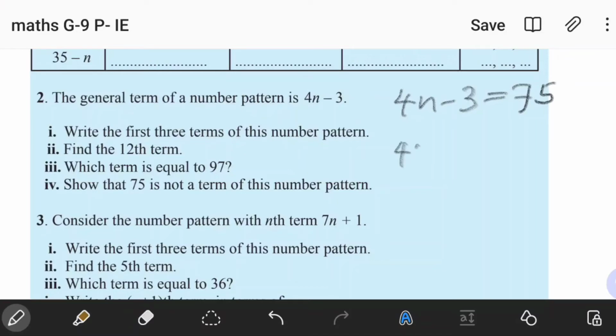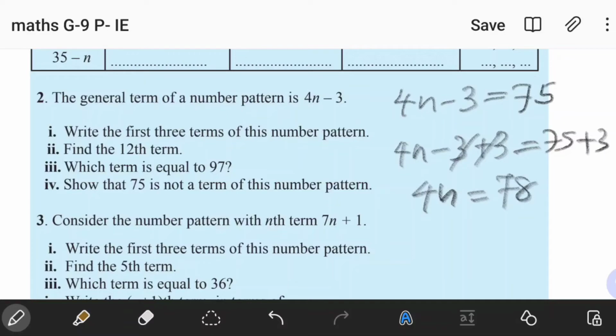So let's see. 4n minus 3, plus 3. We add 3 to both sides so that we can negate that. 75 plus 3 is 78. And now if we divide both sides by 4, n should be 78 divided by 4. What is 78 divided by 4? Let's see. 7 divided by 4 gives 1 there. So you have 3 balance and you bring this 8 down. 38 divided by 4 is 9, but it doesn't divide equally.